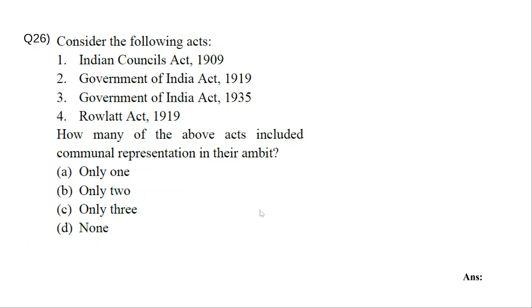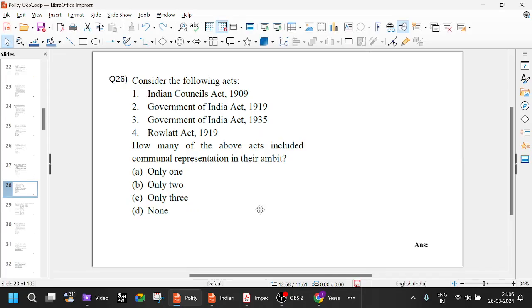So consider the following acts: Indian Councils Act 1909, Government of India Act 1919, Government of India Act 1935, and Rowlatt Act 1919. So all these are very important acts. We have seen them multiple times, and more questions will be frequently asked from this. And he is asking about how many of the above acts included communal representation in their ambit.